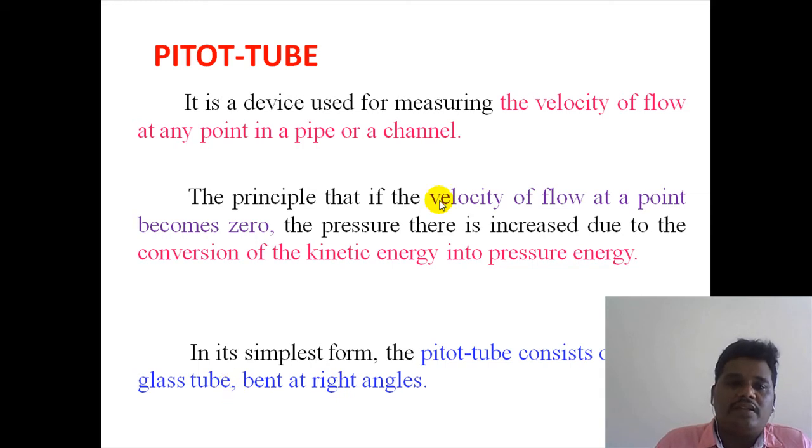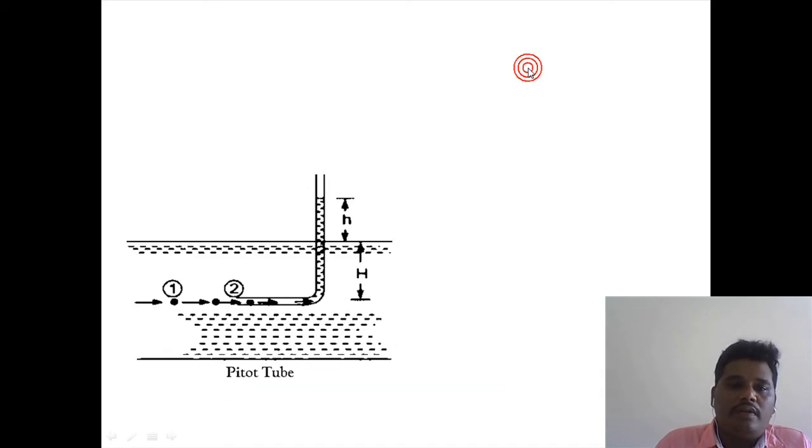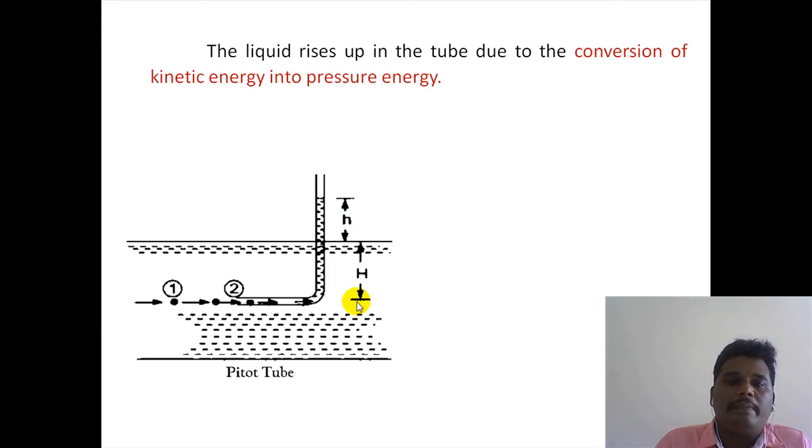Whenever the liquid rises up in the tube, it is due to the conversion of kinetic energy to pressure energy. Whenever you dip the Pitot tube here, the velocity becomes 0, and there is an increase in the pressure. This is called the pressure head. H is the pressure head created in the Pitot tube, and H is the difference in the levels.